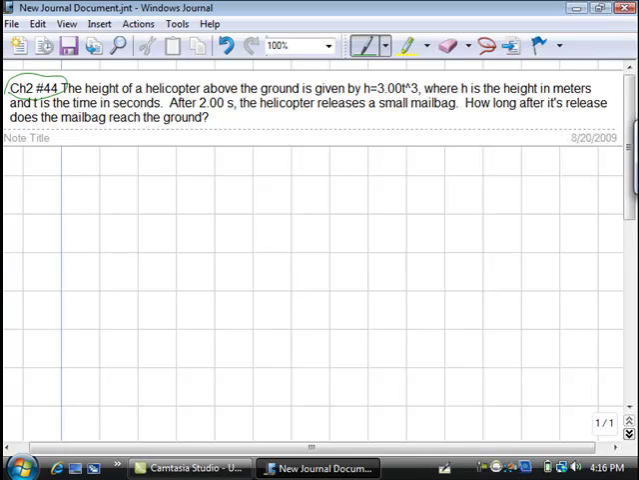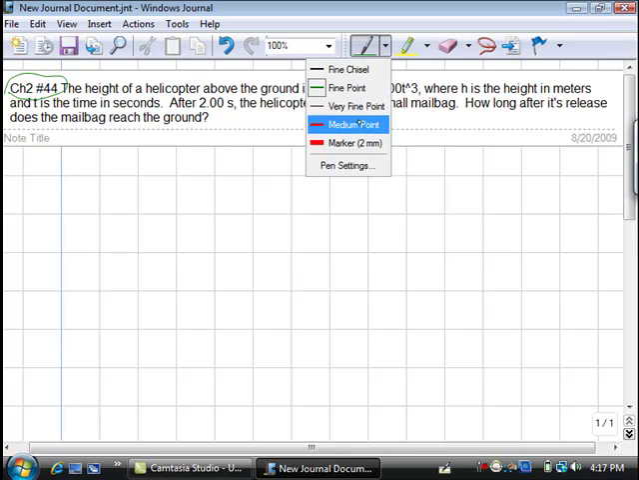You've got a helicopter, it's moving above the ground, and it's got some weird equation for its position. And then it says after 2 seconds it releases this mailbag, and how long for the mailbag to reach the ground? The first thing I want to do is probably draw a picture.